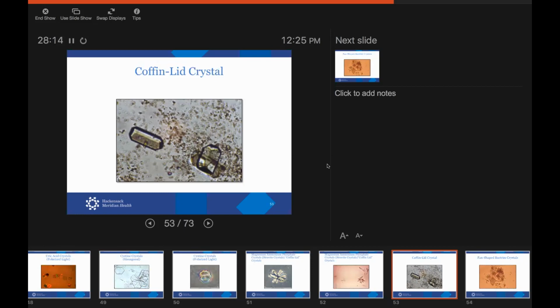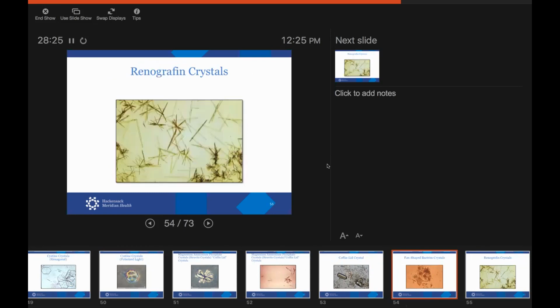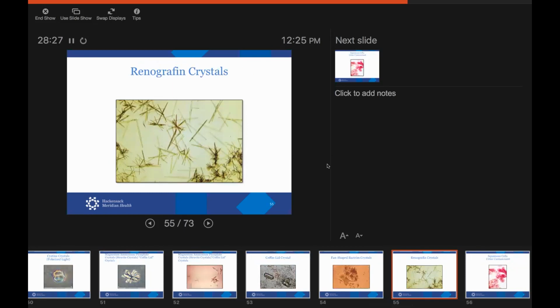But anyway, that's a struvite crystal. Think infection, and that's Bactrim. That's a Bactrim crystal. You take too much Bactrim in a concentrated urine. It looks like a fan. Okay, so it's a Bactrim crystal. And that's dye, contrast. Okay, so contrast can give you a crystal as well.